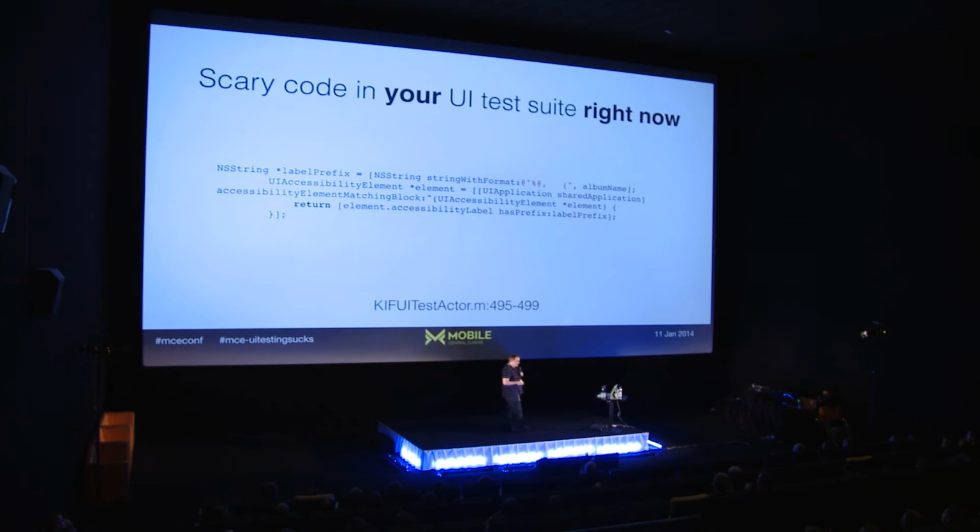What it does is it looks for the items in the grid that have accessibility labels with the name of the album. But they don't have just the name of the album. They have the name of the album, followed by a comma, followed by two spaces, followed by a left open parenthesis. I hope this is true in future versions of iOS, because if not, you'll find out when your tests fail. So these are good examples of scary things that happen in UI testing frameworks.